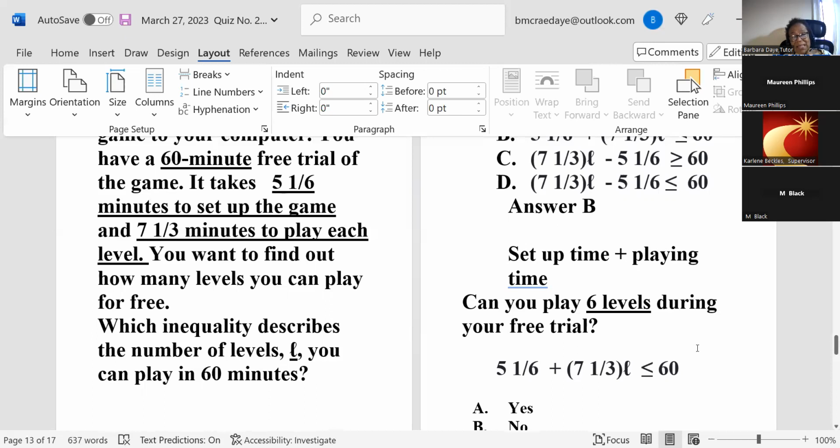Can you play 9 levels, Maureen? No, because 9 times 7 is 63. Without adding the setup time, it's greater than the 60. So you can't play 9, but you can play 6.